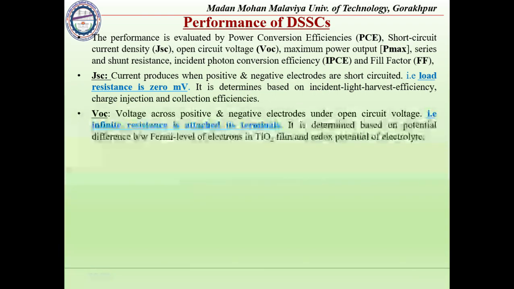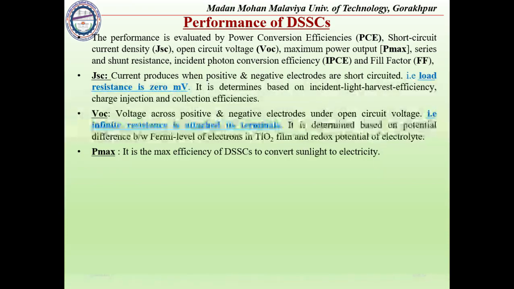Open circuit voltage. What is open circuit voltage? Open circuit voltage is the voltage across the positive and negative electrodes under open circuit condition, that is, they are not connected to each other. When they are not connected, infinite resistance exists between these two terminals. That is, open circuit voltage is the voltage when infinite resistance is attached at the terminals, so current never flows. If the terminals are not connected, then current will not flow.